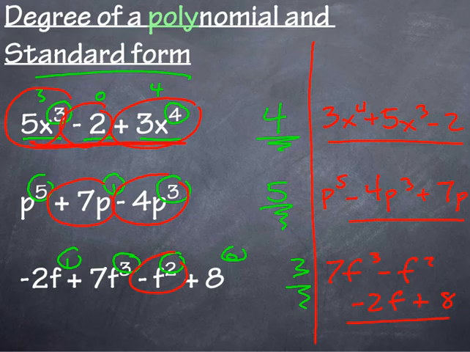Okay, so now you have a bit of vocabulary. We've got how to find the degree of each individual monomial. We know how to find the degree of the entire polynomial. And we know how to put polynomials into standard form. So let's take a look here.